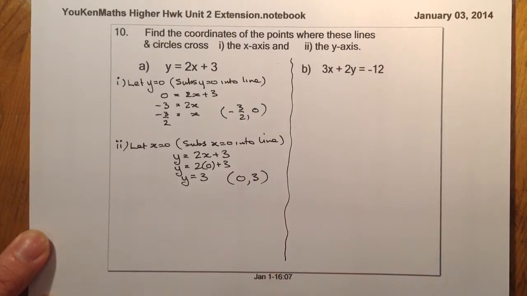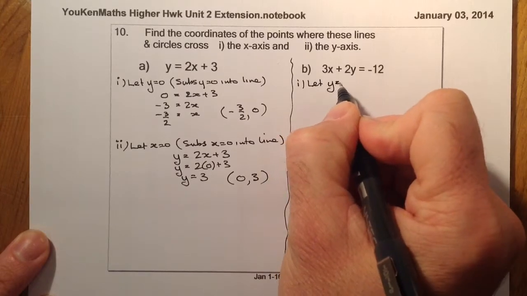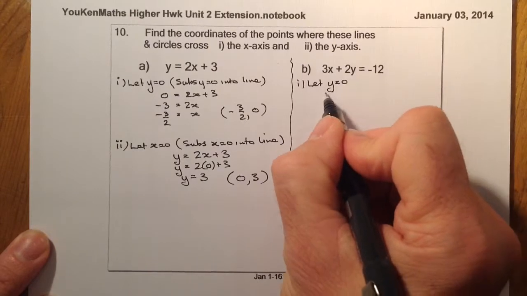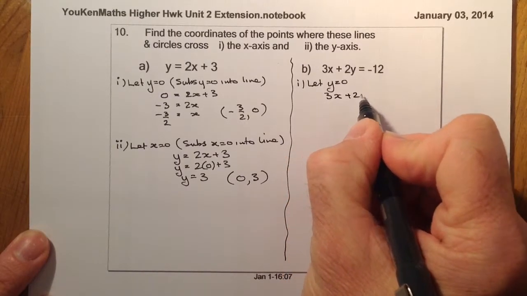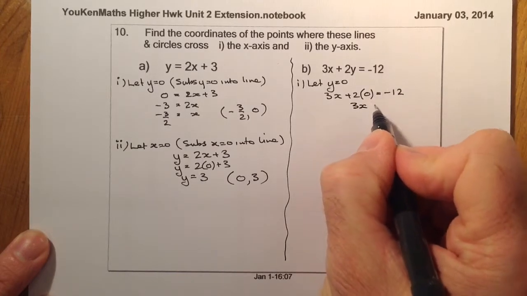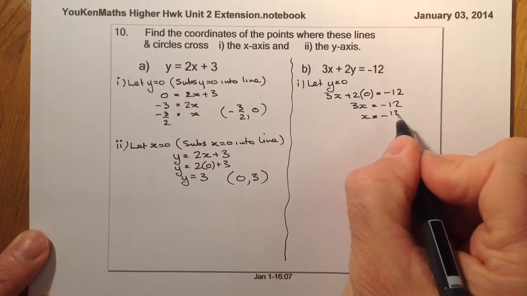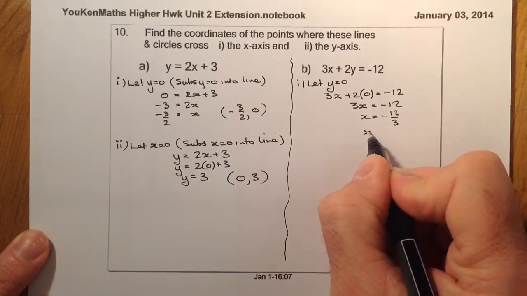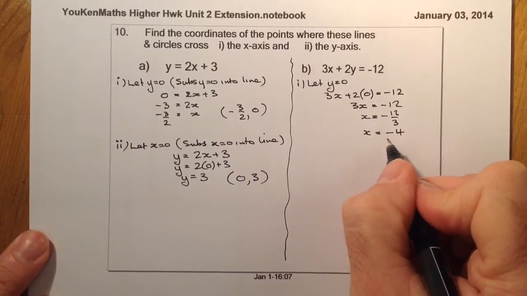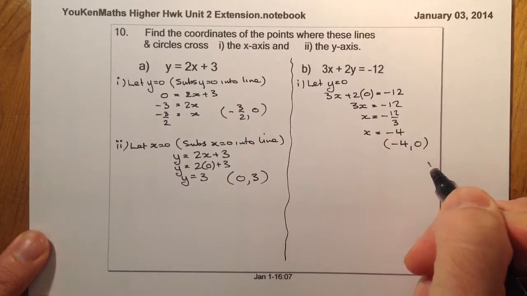Okay, let's try it on this next line here. Same type of thing we're going to do. I'm going to let y equal 0 when I'm trying to find out where it crosses the x-axis. So y equals 0, so I've got 3x plus 2 times 0 equals minus 12. So what I then have is 3x equals minus 12. So x is going to be equal to minus 12 all divided by 3. So the x-coordinate is going to be minus 4. So the coordinate here is minus 4 for x and then 0 for y.